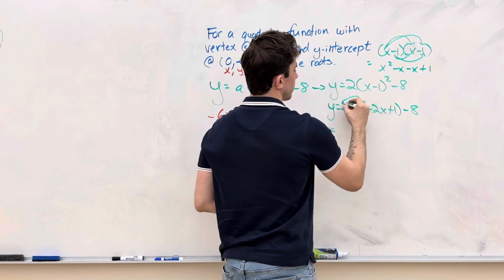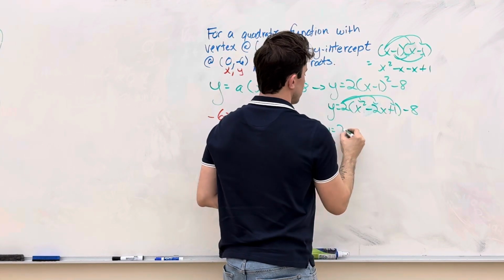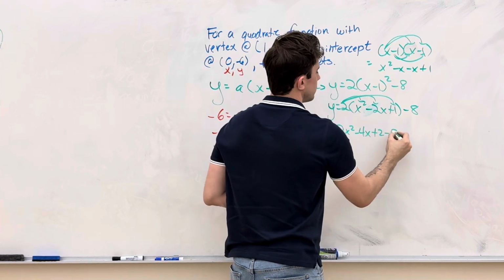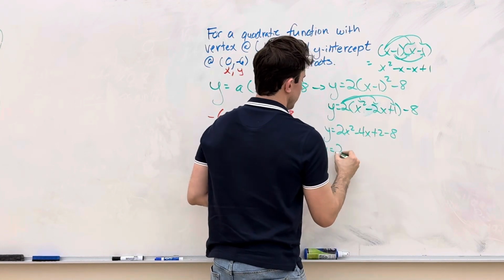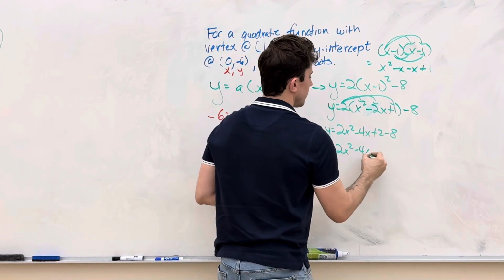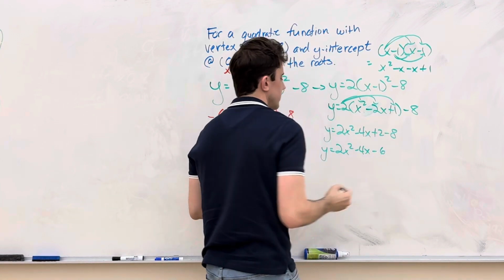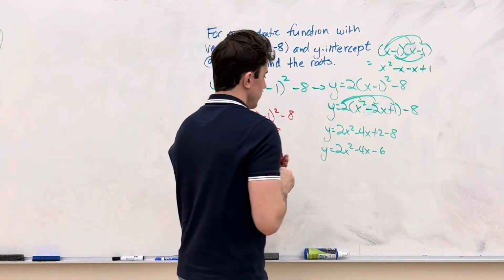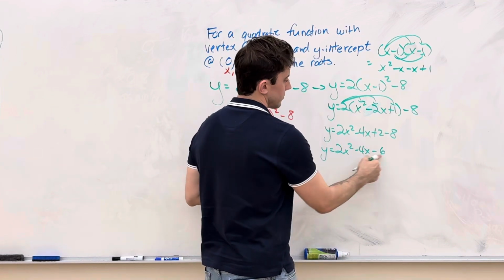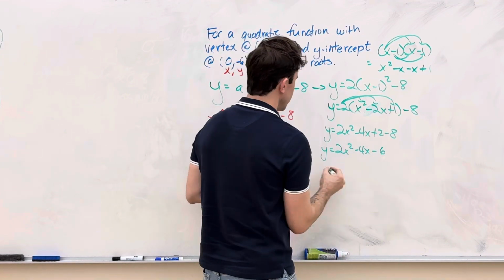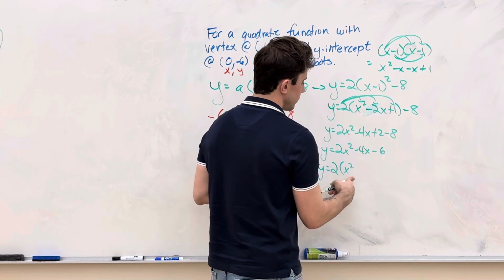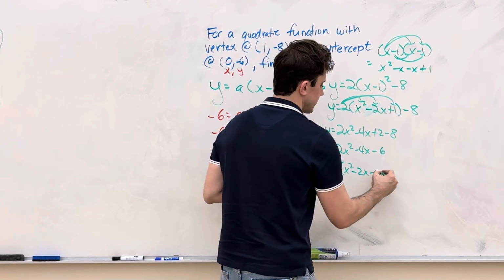Now we can multiply through all of this. And so we have 2x squared minus 4x plus 2 minus 8. We can combine the constant terms at this point. Plus 2 minus 8 means -6. And now you could factor using decomposition, or you might recognize that all of these terms have a factor of 2. And so we can factor out that 2 and be left with 2 times (x squared minus 2x minus 3).